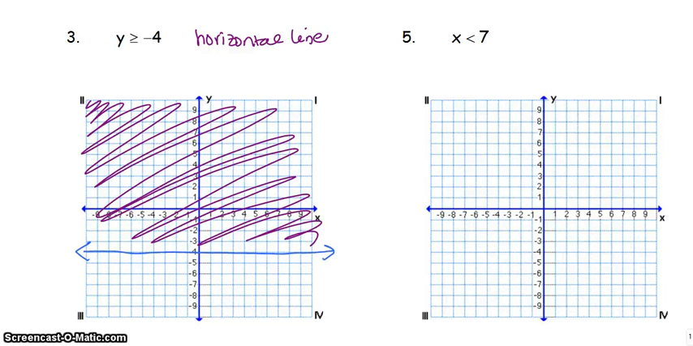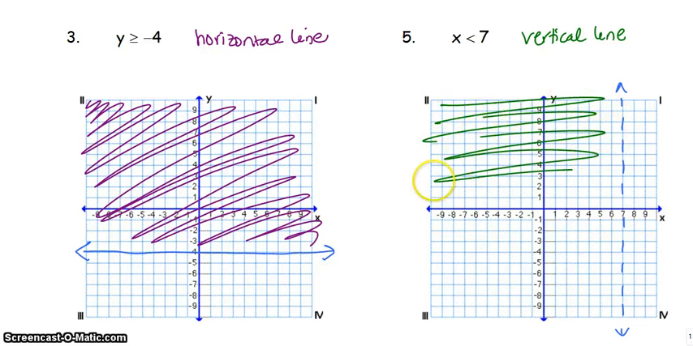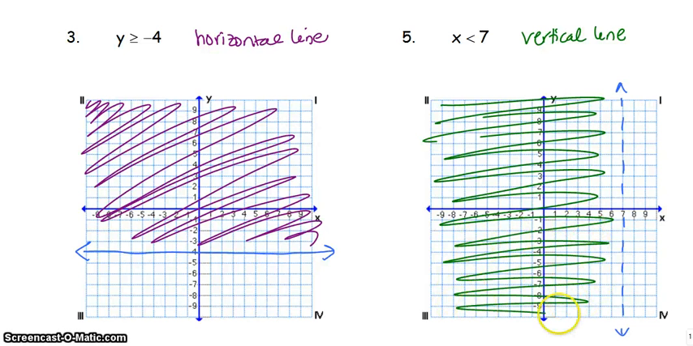Next we've got x is less than 7. Well, x equals is a vertical line. So we know that we're going to have a vertical line at 7. So we go to x is 7. Since it's less than, we're going to have a dashed line at 7. And it's less than. If it's going to be less than, then we are going to shade everything to the left of the line. So greater than is right, less than is left, or greater than is up, and less than is down.